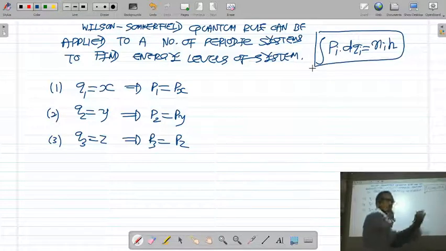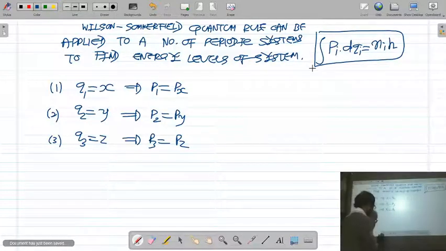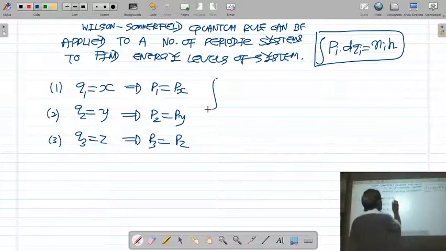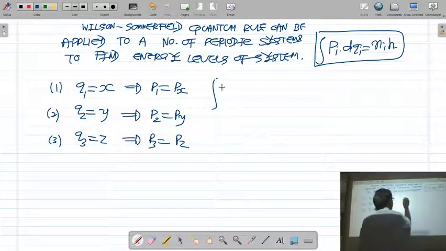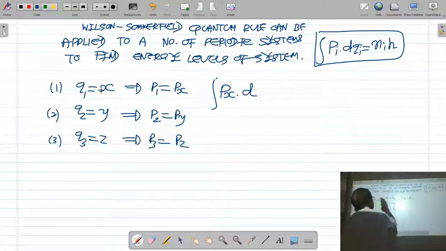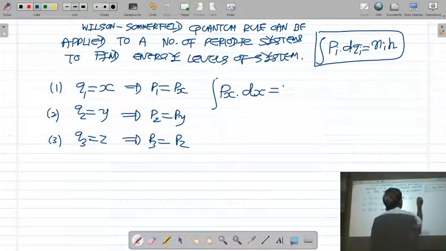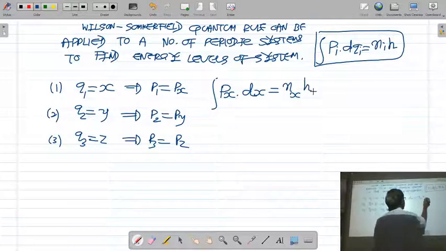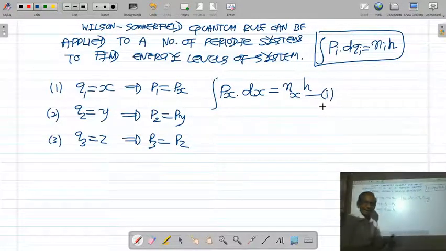Okay. Now I want to write the phase integral for x coordinate. How to write? In x coordinate, the momentum coordinate is px. So instead of pi, I write px. My position coordinate is x. So the integral of px dx is equal to nx times h. So this is the phase integral for x coordinate.